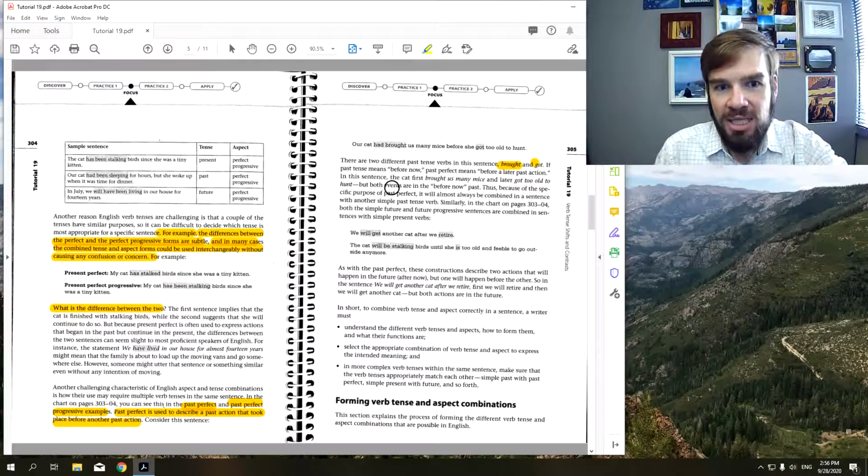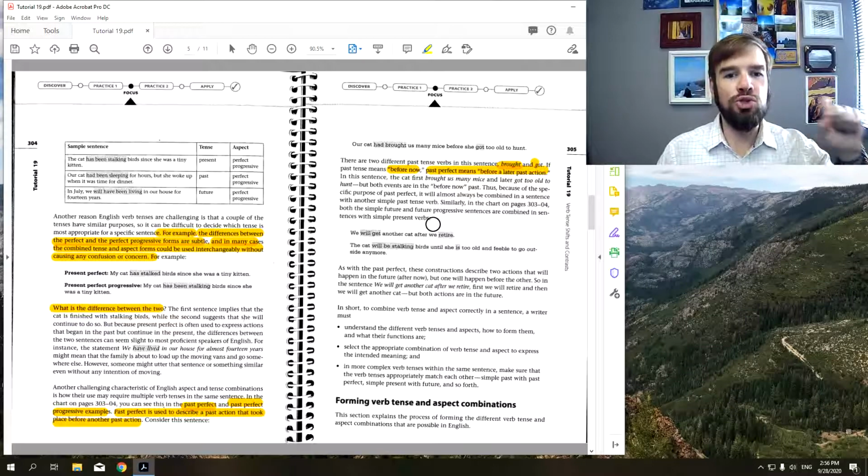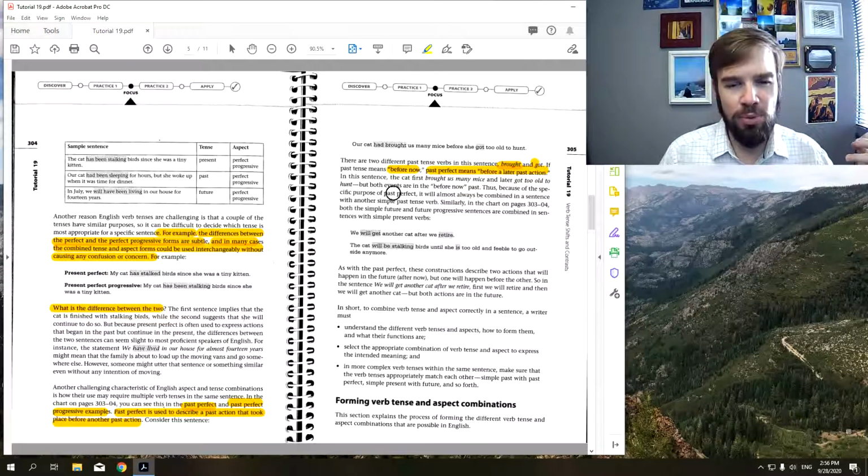If the past tense means before now, past perfect means before a later past action. Now in this sentence, the cat first brought us many mice and later got too old to hunt, but both events are in the before now past. So, because of the specific purpose of the past perfect, it will almost always be combined in a sentence with another simple past tense verb.